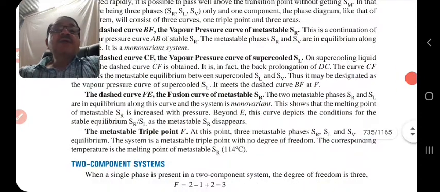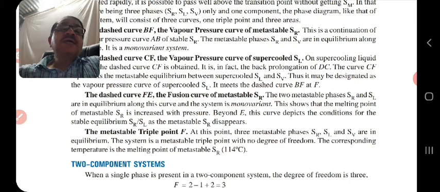The metastable triple point F. At this point, three metastable phases SR, SL and SV are in equilibrium. The system is a metastable triple point with no degree of freedom. The corresponding temperature is the melting point of metastable SR, that is 114 degree centigrade.